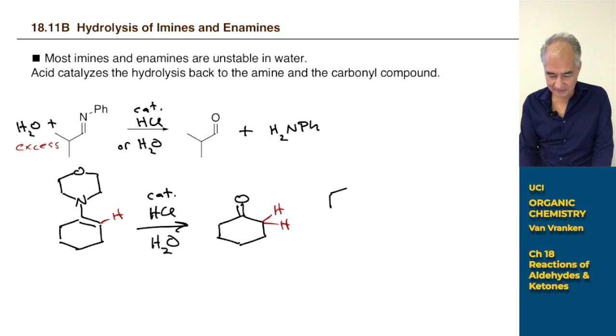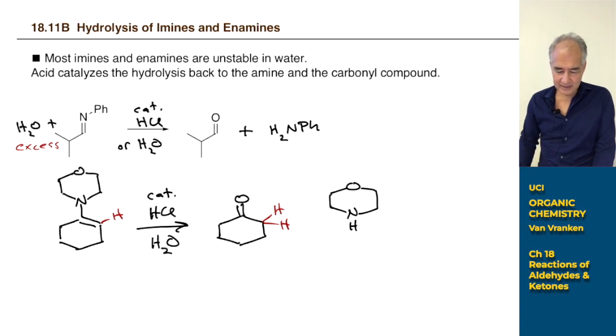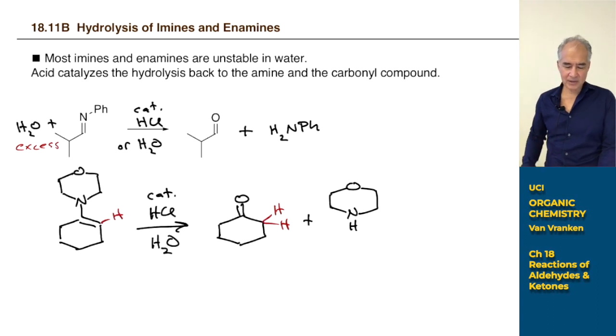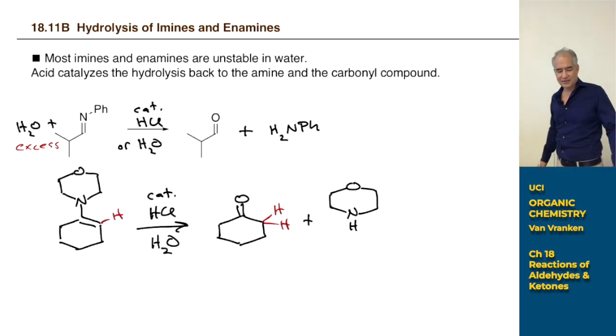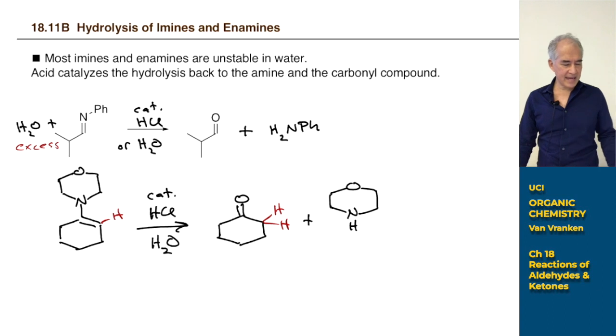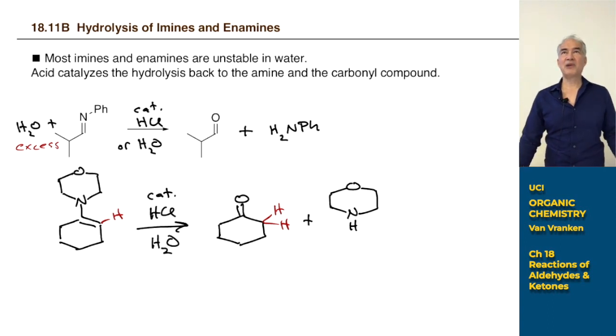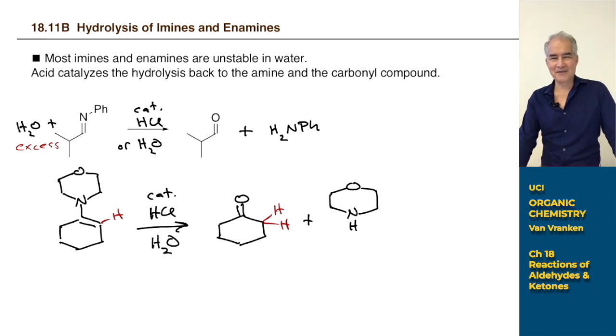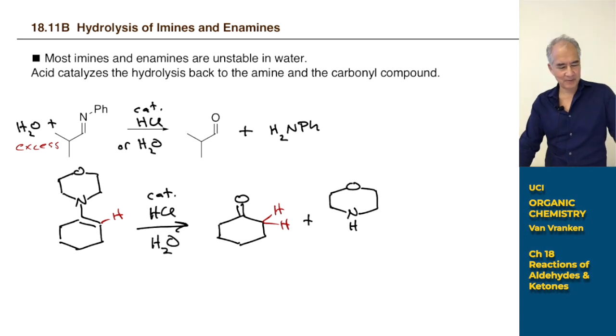That's pretty scary. Okay, so we end up with our amine byproduct, and that's how you hydrolyze imines and enamines. Usually once you go through the trouble of making an imine or an enamine, they're precious and you don't want to hydrolyze them that quickly before you do something with them.